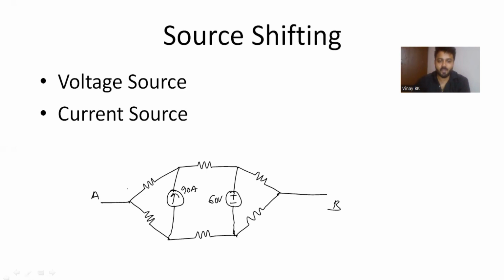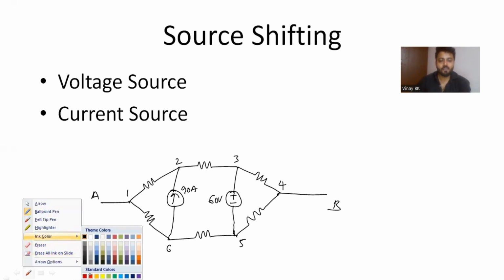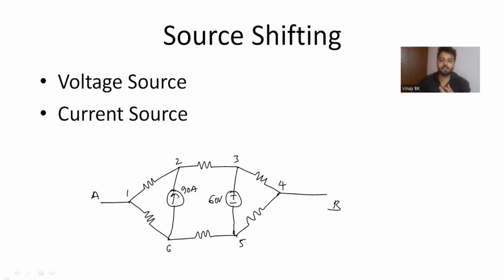Before that, I'm just giving the namings 1, 2, 3, 4, 5, 6. There are 6 nodes, so I'm writing 6 numbers. Now you need to shift the current source. Before that, you check the direction of current. The current is flowing from 6 to 2, which means it should get a path to flow from 6 to 2 with the help of another node or another junction. So you can see the path now.